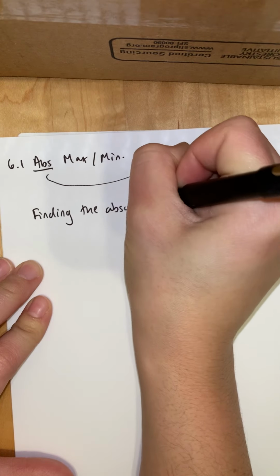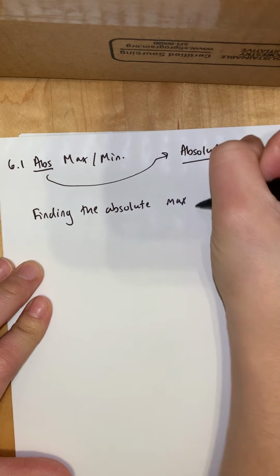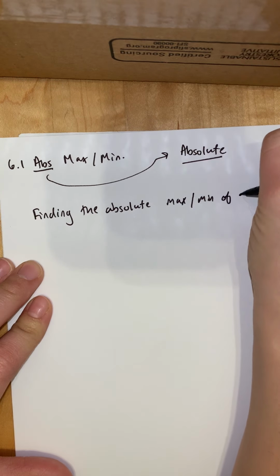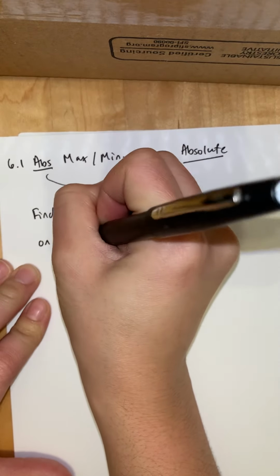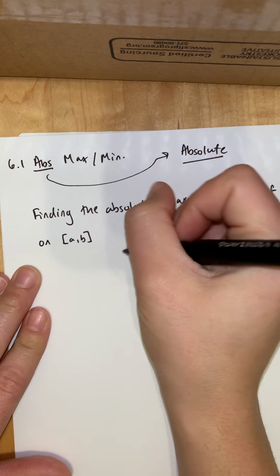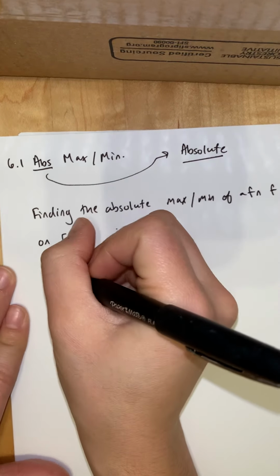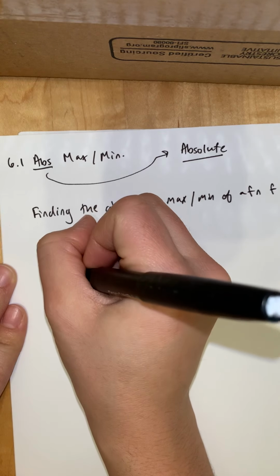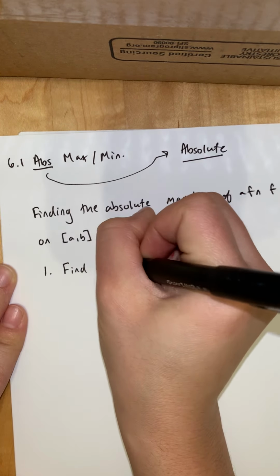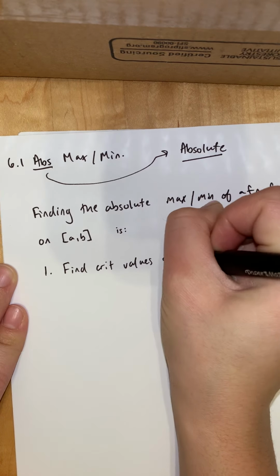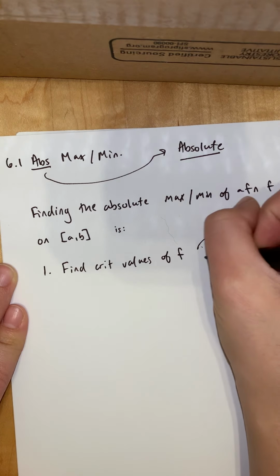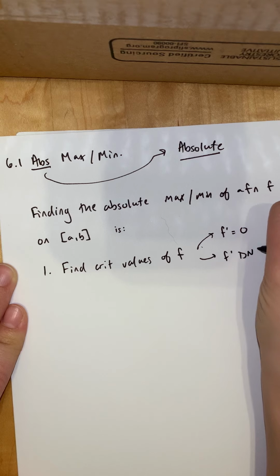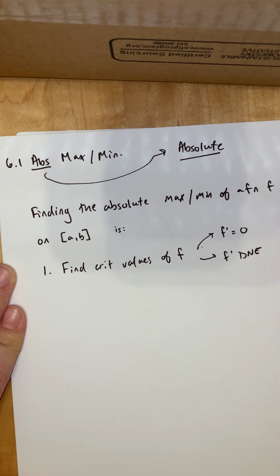Okay, so our process for finding the absolute maximum and minimum of a function f on the interval a comma b can be found as follows. So first, we're going to find the critical values of f. And again, this is two cases. This is where f prime equals 0 or where f prime does not exist. This is exactly the same as it's always been from section 5.3 onward.